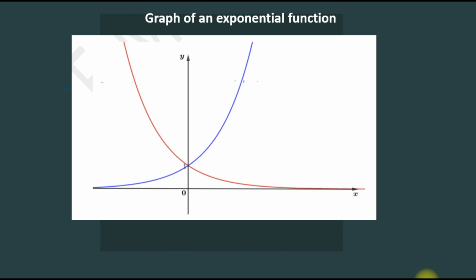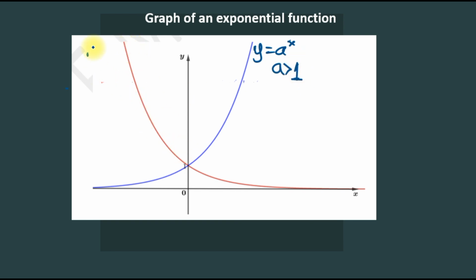We're on exponential graphs. Generally we have two forms of exponential graph: the first one, the blue graph, and the red graph. It depends on the base. We know that the exponential function is always y equals a raised to power x. This is when a, the base, is greater than 1.